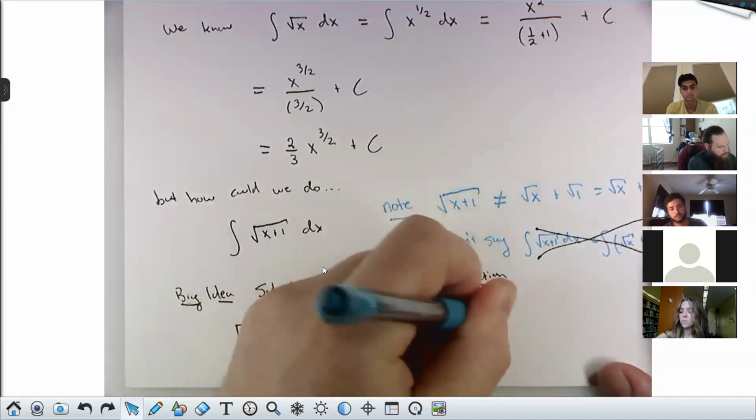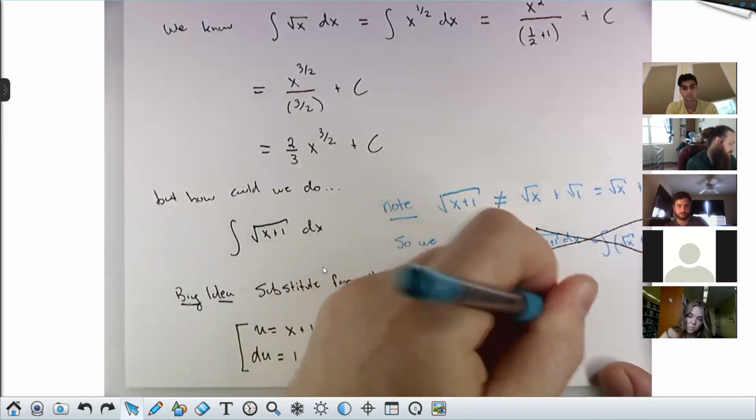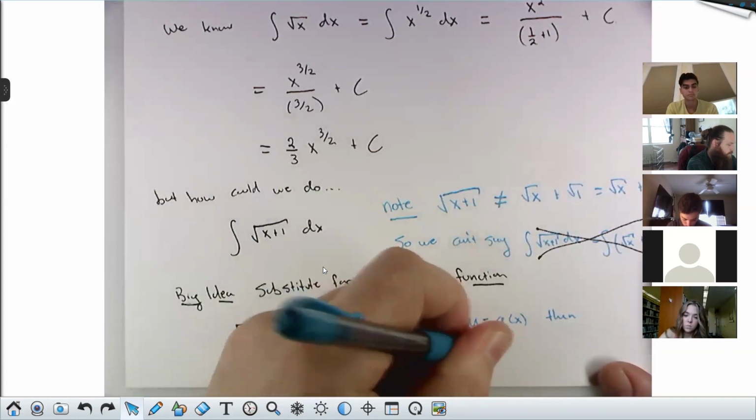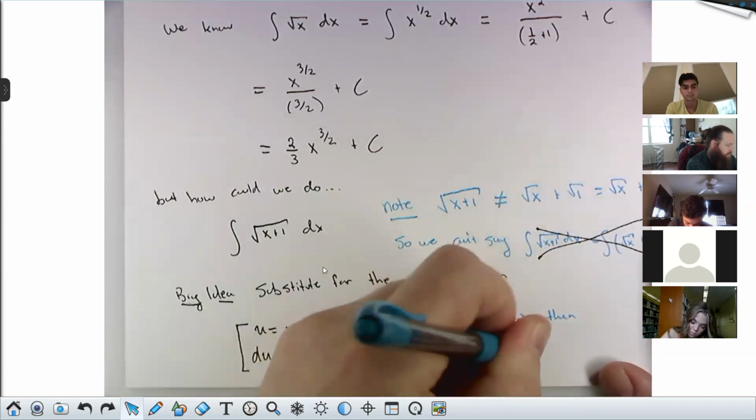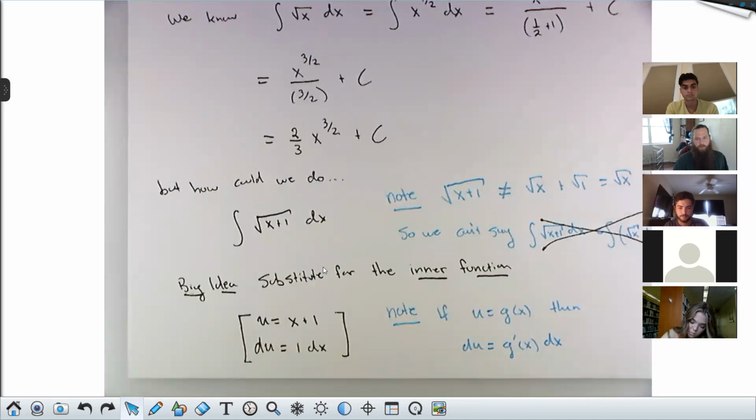If u is equal to, we call it g of x, then du is g prime of x times dx. So how do you get the differential du? You just differentiate this thing and then slap on a dx, right? So the derivative of g is g prime, and then you slap on a dx. You can think of it like du/dx equals g prime. That's the normal Leibniz notation that you saw in Calc 1, and you just multiply both sides by dx. Mathematicians don't like that because you're not supposed to be able to multiply by dx, but it works. It works fine.